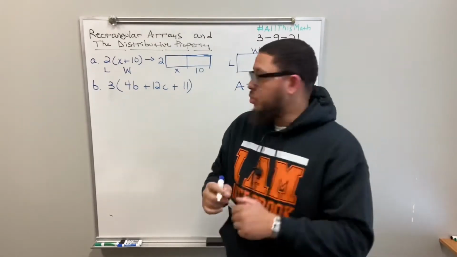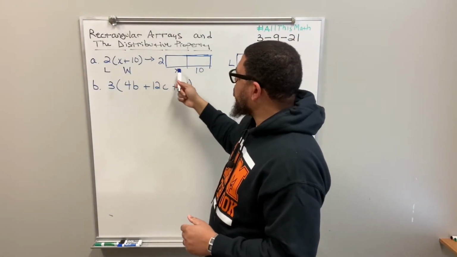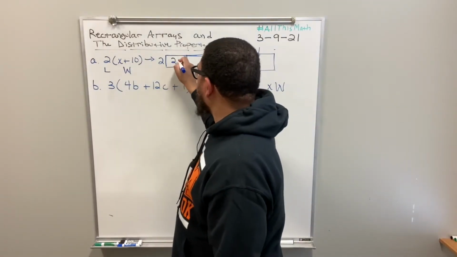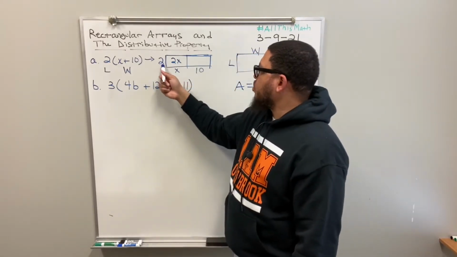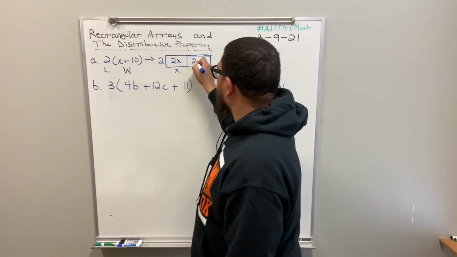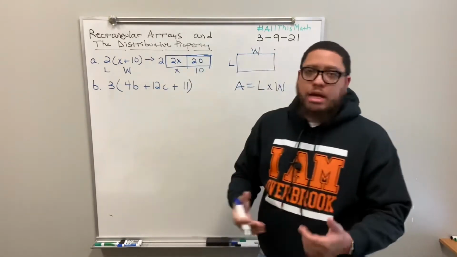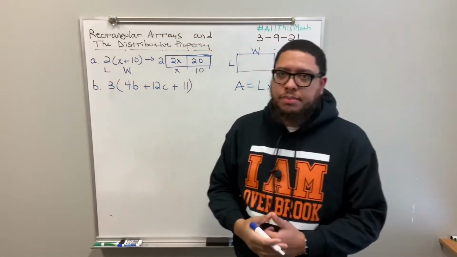You would multiply those. So I've got a 2 here and an x here, so I would do 2 times x. 2 times x is 2x. That goes inside the array. And then I've got a 2 here and a 10 here. I would do 2 times 10, which would give me 20. So that says that I could represent the area of this rectangle as 2x plus 20, all right?